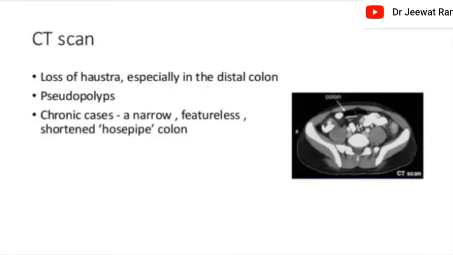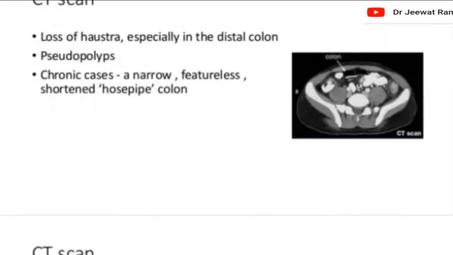CT scan shows loss of haustra, especially in the distal colon. Pseudopolyps in chronic cases, and a narrow, featureless, shortened hosepipe colon.